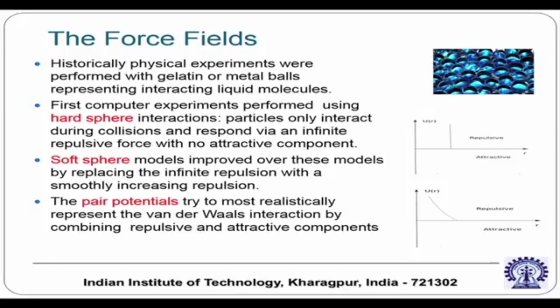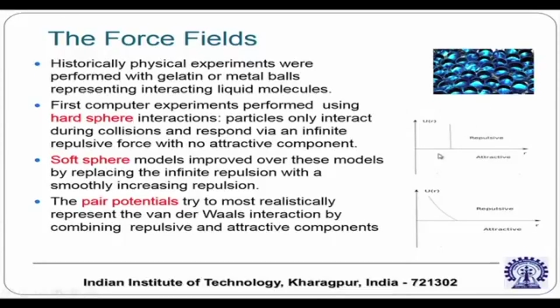Historically physical experiments were performed with gelatin or metal balls representing interacting liquid molecules. First computer experiments were performed using a hard sphere model. Particles only interact during collisions and respond via an infinite repulsive force with no attractive component. So this is the potential energy, positive potential energy will mean repulsive and negative interaction energy will mean attractive force. So you can see there is a sharp peak as you have hard spheres colliding.